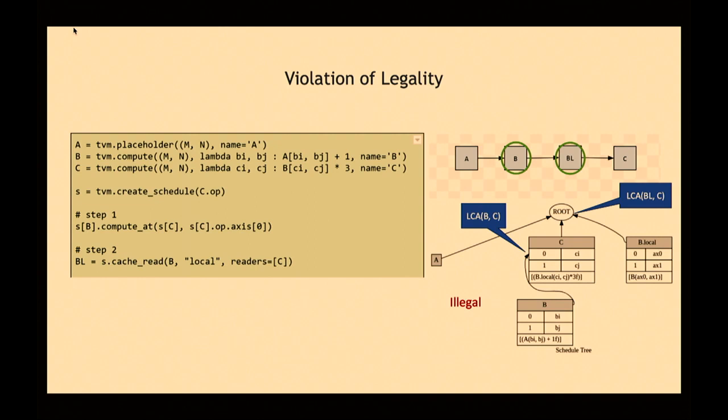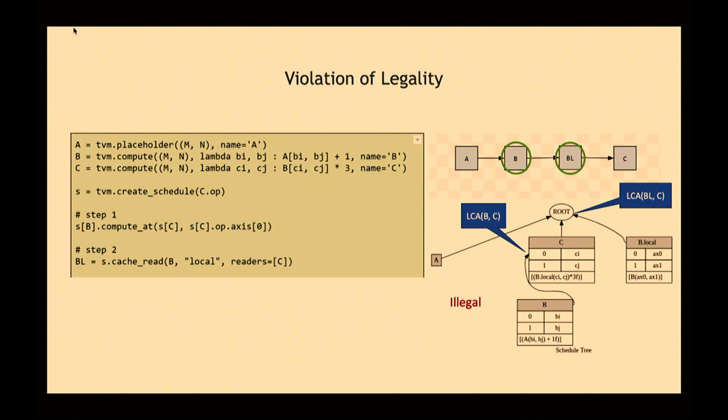Cache read, by definition, inserts another computation between B and C, that's BL. That's quite obvious on the top. But what is less obvious is that the loop of BL sits outside the combined loop of B and C. So the data dependency showing on the top is broken.